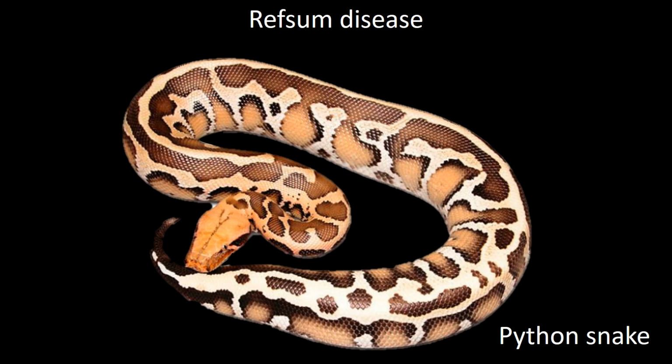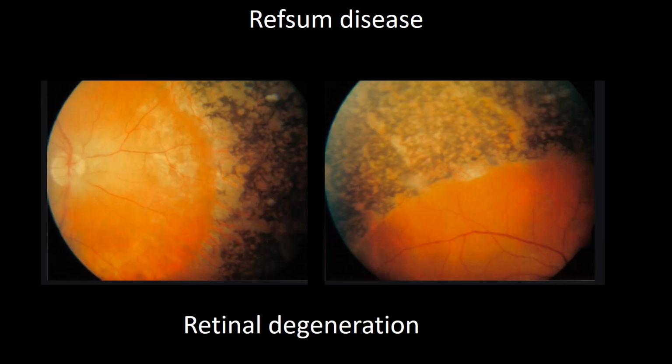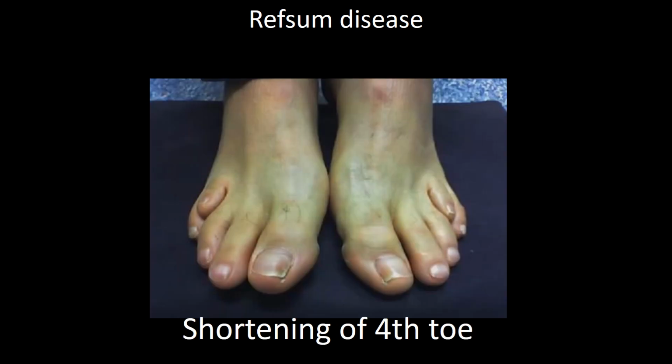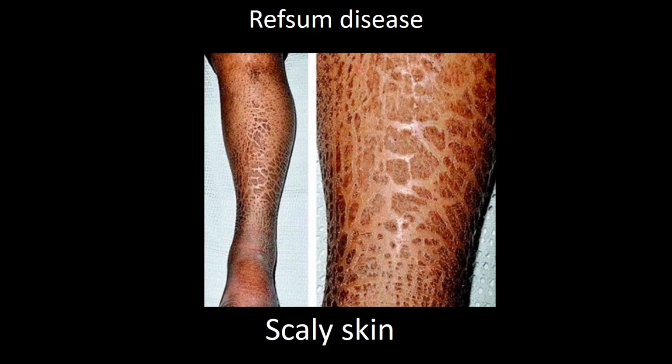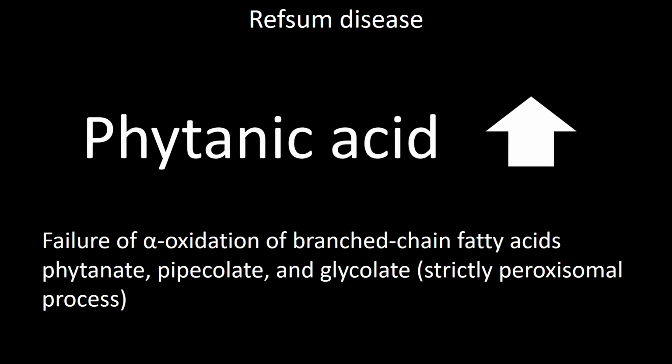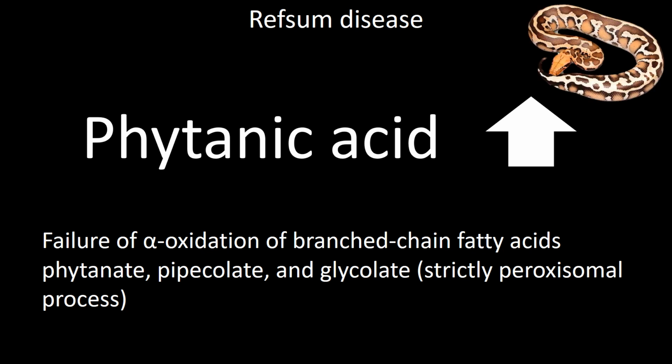The second condition is Refsum disease. I remember this disease by thinking of a python snake. Patients with this condition present with retinal degeneration and usually seek medical attention due to progressive visual loss and tiredness. They often have a peculiar shortening of the fourth toe, as you can see in this frame, and very abnormal scaly skin. Biochemically, patients with Refsum disease have impaired alpha oxidation of branched chain fatty acids, hence phytanic acid is very elevated. The skin findings and the elevation of the phytanic acid are the connection with the python.